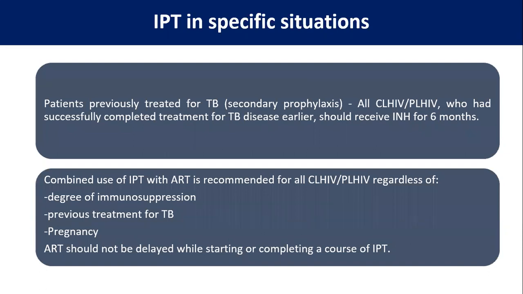Now, patients who were previously treated for TB, that is secondary prophylaxis, all CLHIV, PLHIV, who have successfully completed treatment for TB disease earlier should receive INH for 6 months. And combined use of IPT with ART is recommended for all CLHIV or PLHIV, regardless of degree of immunosuppression, previous treatment for TB, pregnancy. ART should not be delayed while starting or completing a course of IPT.